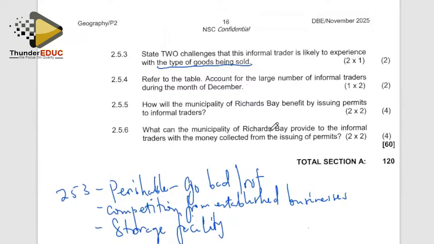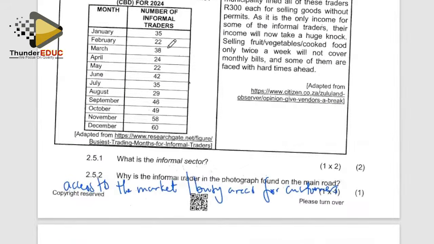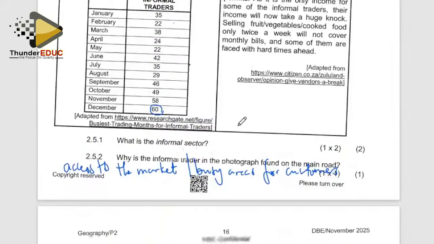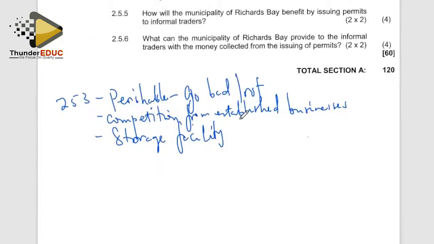Refer to the table, and account for the large number of informal traders during the month of December. If we check here, we have 35, 22, and in December we have 60, which is the right number. Why are there many informal traders in the CBD in December? That's the question, for one reason. That is number 2.5.4.